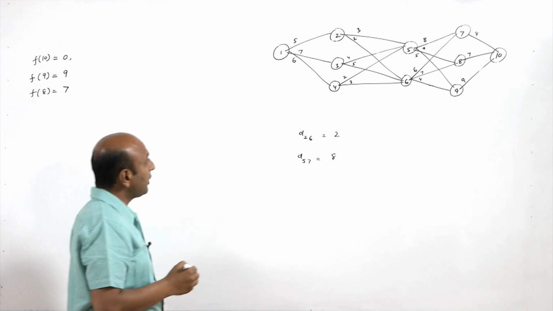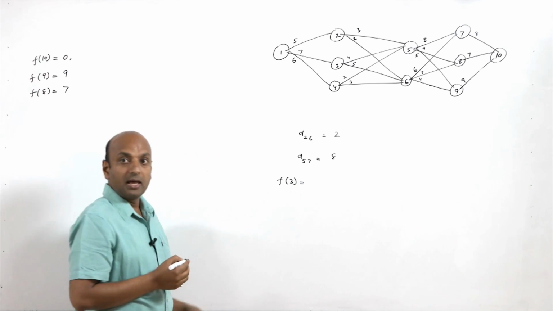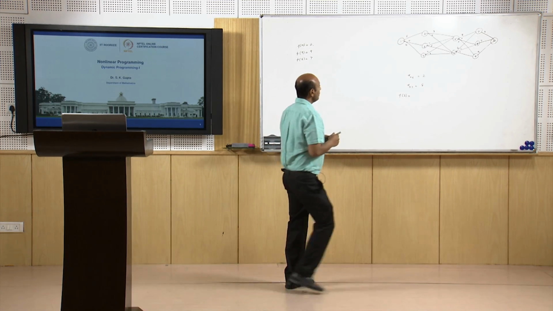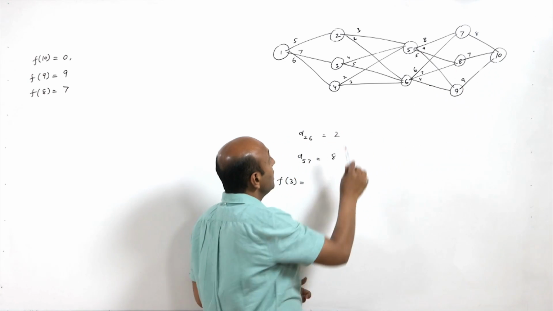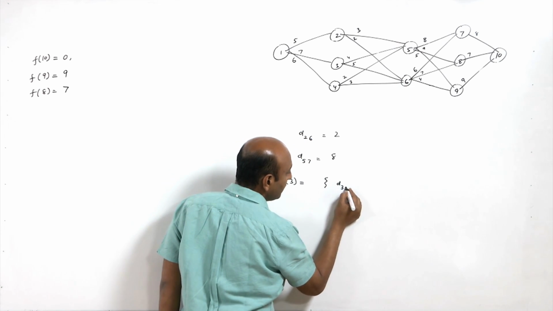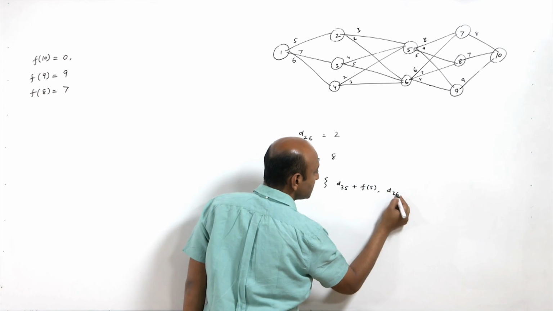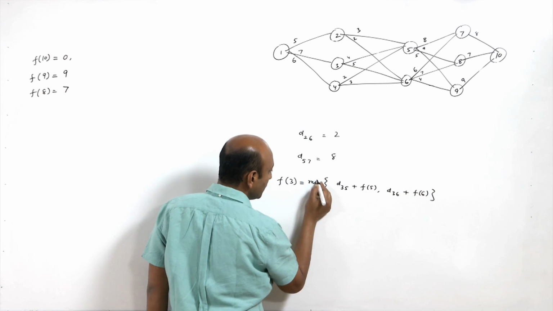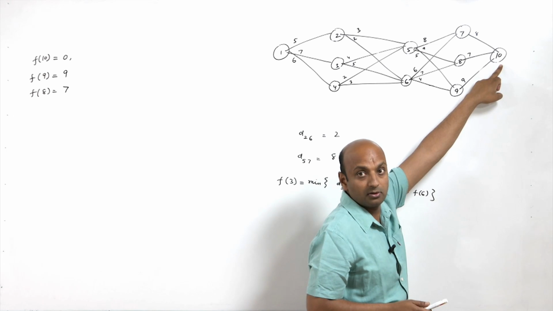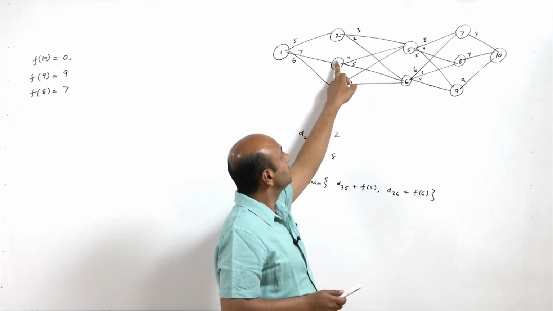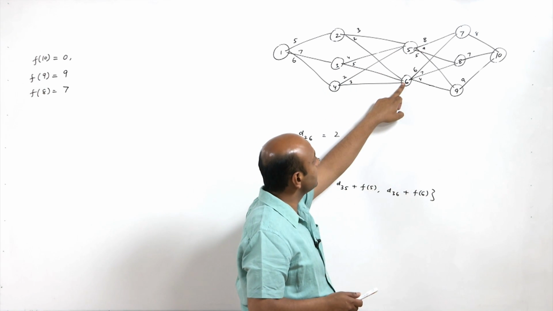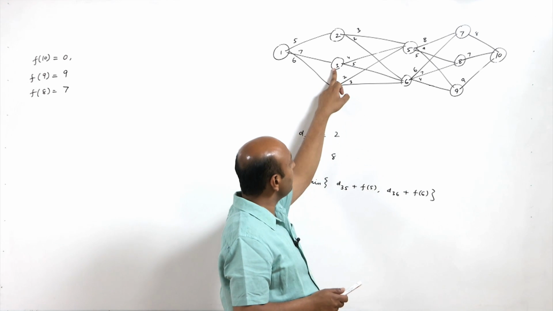Now, suppose you want to find F3. F3 will be the minimum distance from node 3 to node 10. Now 3 is connected to these two nodes, 5 and 6. So it is the distance between 3 and 5 plus F5, and the distance between 3 and 6 plus F6, and the minimum of these two will be F3. F5 is the minimum distance from 5 to 10, so the minimum of these two will give the minimum distance from 3 to 10.